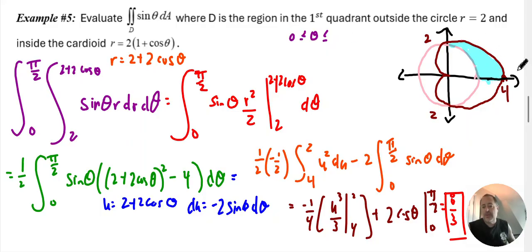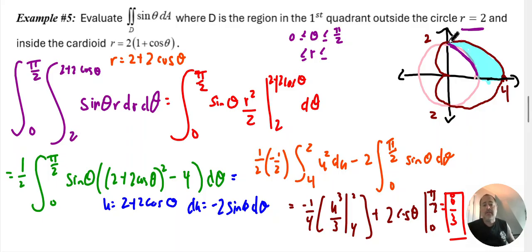So this is our lower bound of theta, which is always at 0 on the x-axis, and we go up here to pi over 2, which is the intersection point of those two curves. So theta is between 0 and pi over 2. The radius is going to be, well, what are our functions? On this left-hand side of our region, the radius is always going to be equal to 2. So our lower bound is always equal to 2.